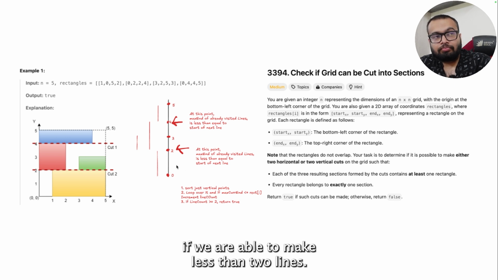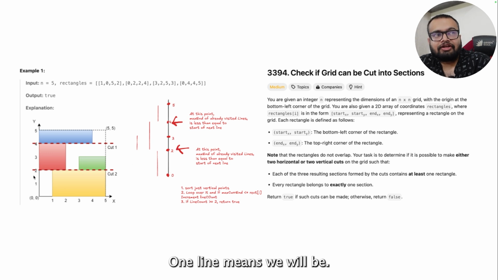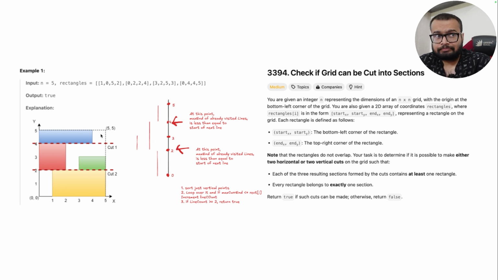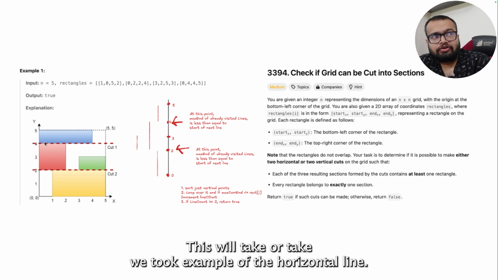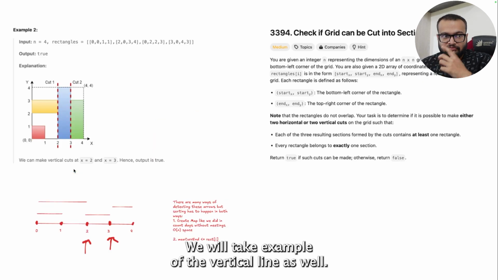If we are able to make less than 2 lines, just 1 line, then we will return false. 1 line means we will not be able to divide it into 3 sections, right? So that's how it works. We will take another example. This we took as an example of the horizontal line. We will take an example of the vertical line as well.